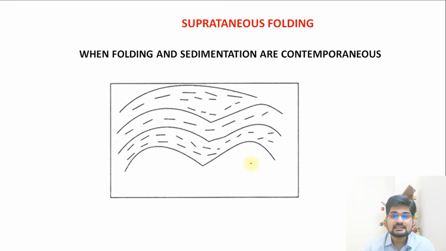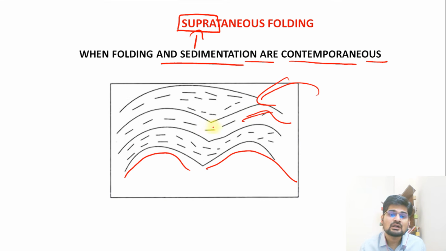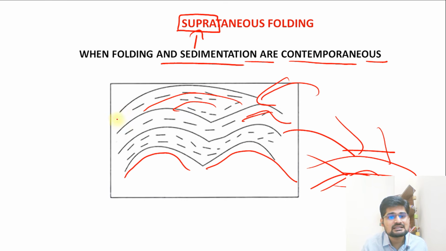Then supratenuous folding. Now the word itself is supra, it is above. So when folding and sedimentation are contemporaneous, what happens? On one hand the strata is folding, and on the other the external forces are leading to sedimentation as well. So on the layers, sediments are also coming in while it is folding. The sediments are deposited, and while it is folding, the same process keeps happening. That's why it is called supratenuous. So simultaneously, contemporary, sedimentation as well as folding.